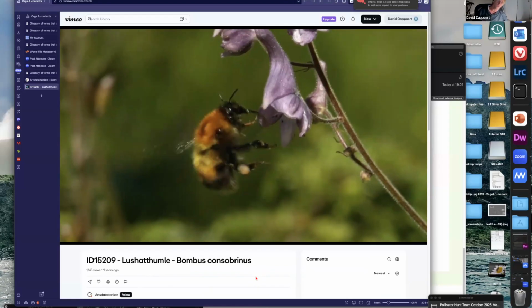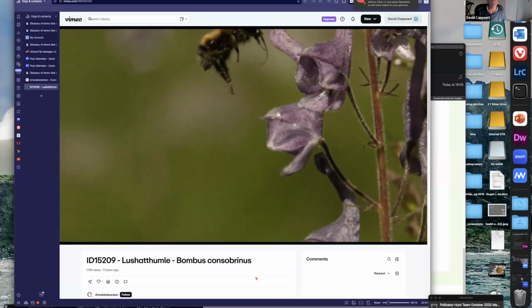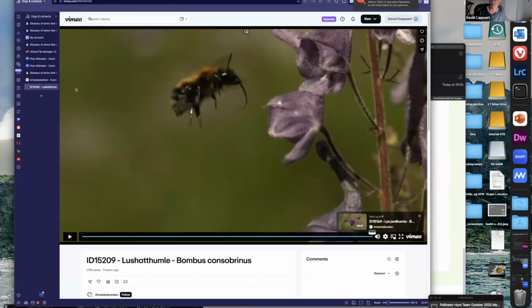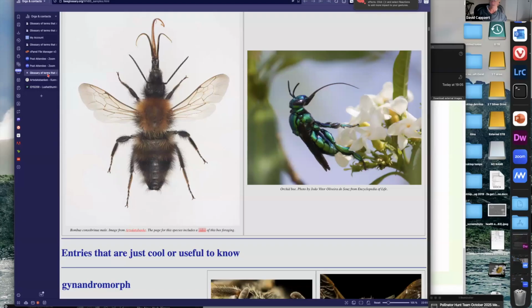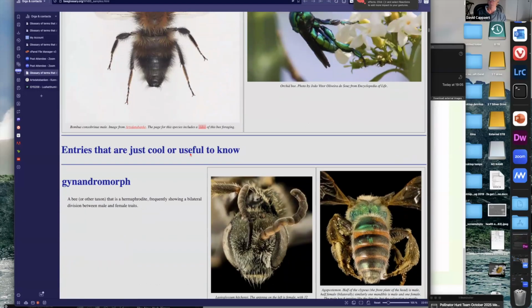Which gets at one of the things I want to do with this glossary, which is not just have it be something where you need to know what something means and you look it up, but ideally, if I made this cool and interesting enough, you would just browse through it to see stuff that was fun to see for taxa that you weren't familiar with.